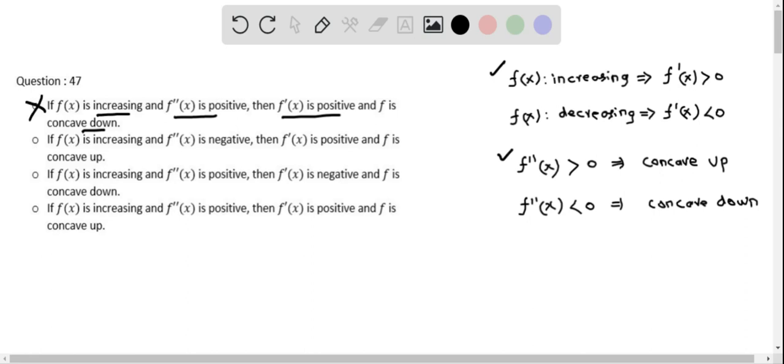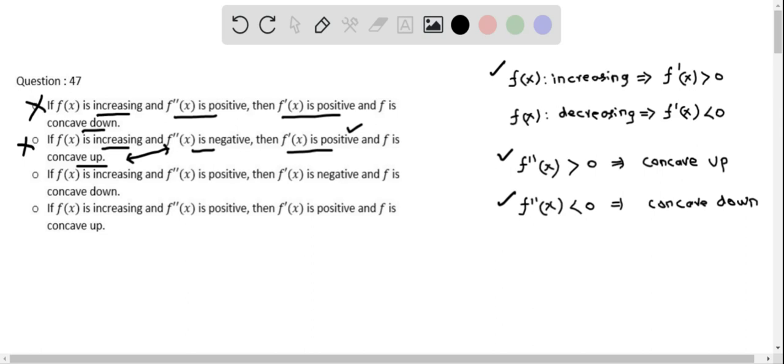Now let's look at this second option. Here it is given f of x is increasing. So f prime of x is positive. So this is perfectly right. However, when the second derivative is negative, it is given as concave up. Whenever the second derivative is less than 0, it should be concave down. But here it is given as concave up. So these two do not match. So we also ignore this option.